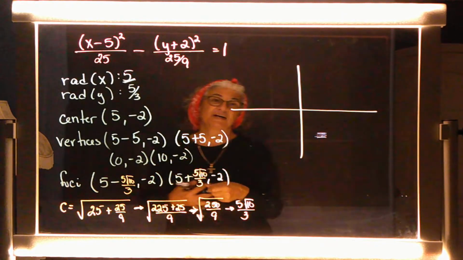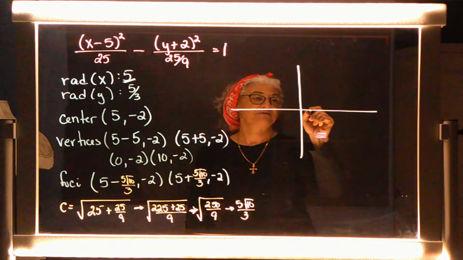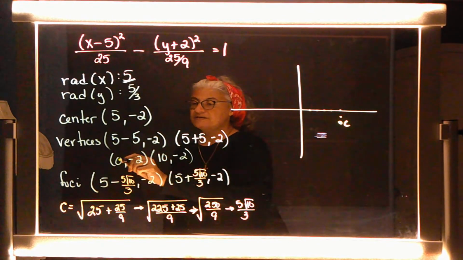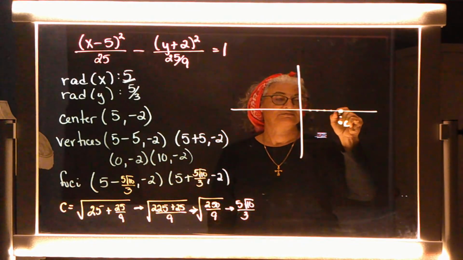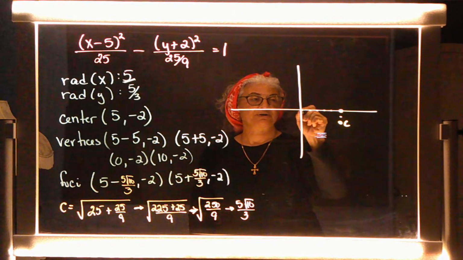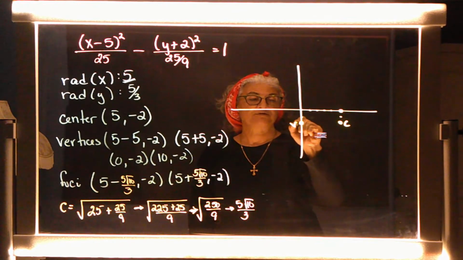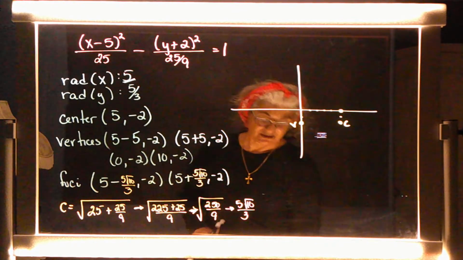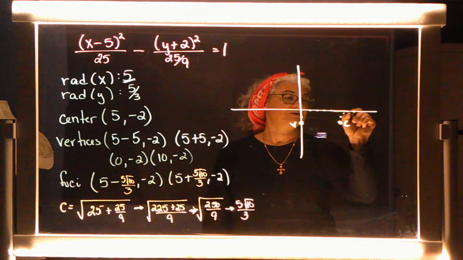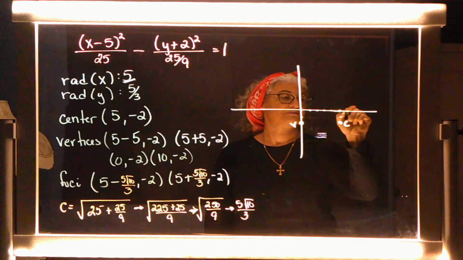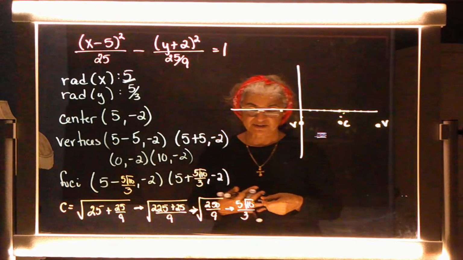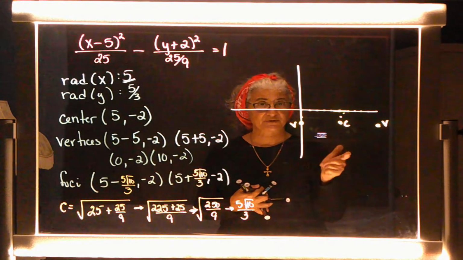Now, where's my center? (5, -2). Okay, so (5, -2). Here's your center. Your vertices, (0, -2). Whoops, sorry about that. (0, -2), right here. That's one vertex, and the other one's at (10, -2). This dot's got to go away. It's bugging me. So this one's at 5. There's the other vertex. One of those asymptotes was 1/3 x minus 11/3, right?